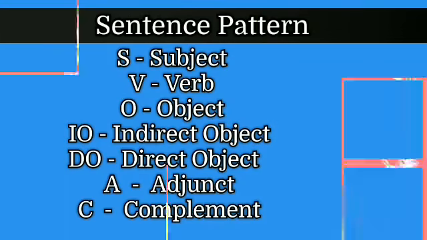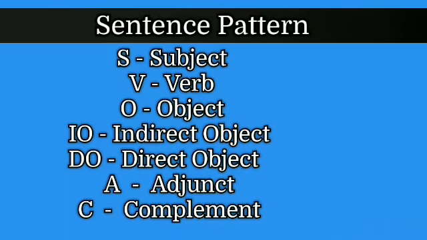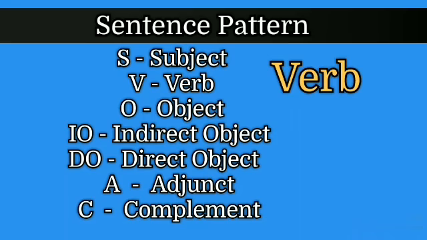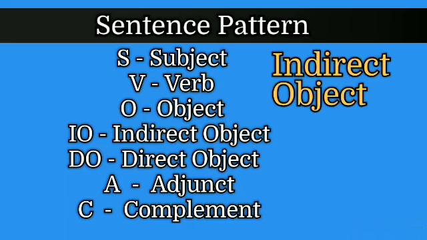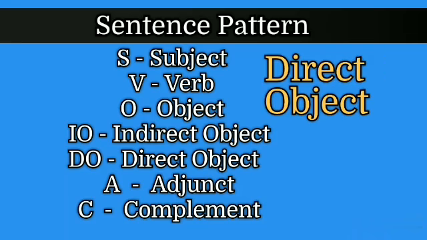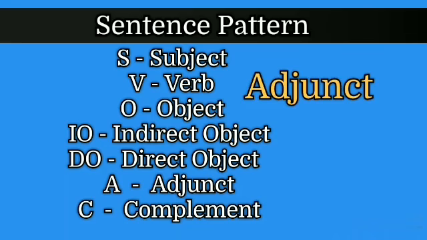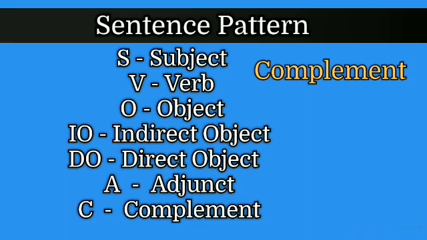Before we move on to the lesson, let's see some parts which include sentence pattern. Let me read out. S refers to subject. V refers to verb. O stands for object. IO stands for indirect object. DO refers to direct object. A refers to adjunct. And C stands for complement.